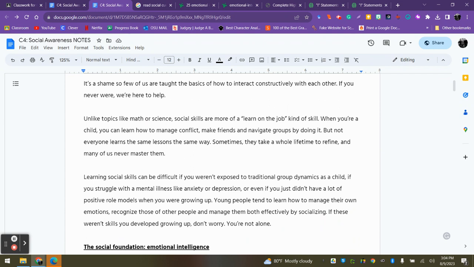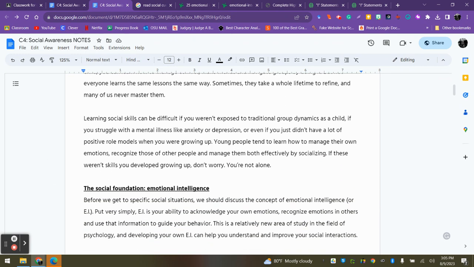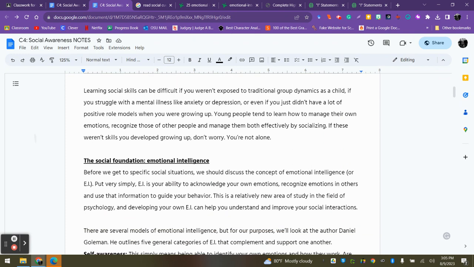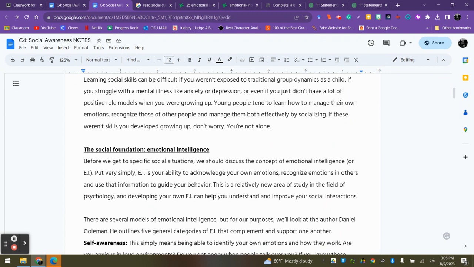Unlike topics like math or science, social skills are more of a learn on the job kind of skill. When you're a child, you can learn how to manage conflict, make friends, and navigate groups by doing it. But not everyone learns the same lessons the same way. Sometimes they take a whole lifetime to refine, and many of us never master them. Learning social skills can be difficult if you weren't exposed to traditional group dynamics as a child.